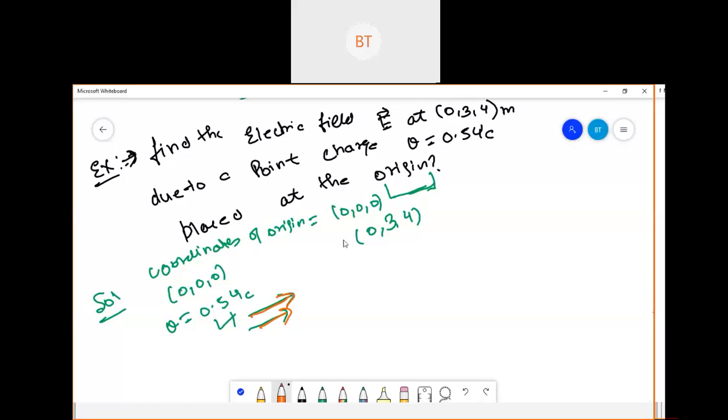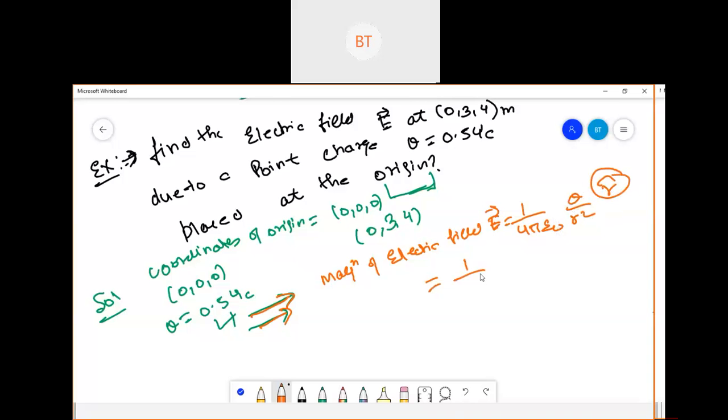Our first step: the magnitude of the electric field E will be equal to, as we are already aware of the formula, 1 by 4 pi epsilon naught, q by r square, in the direction of the r vector. Simplifying, I'll write 1 by 4 pi epsilon naught, q by r square, into r vector upon r. That we have already seen.